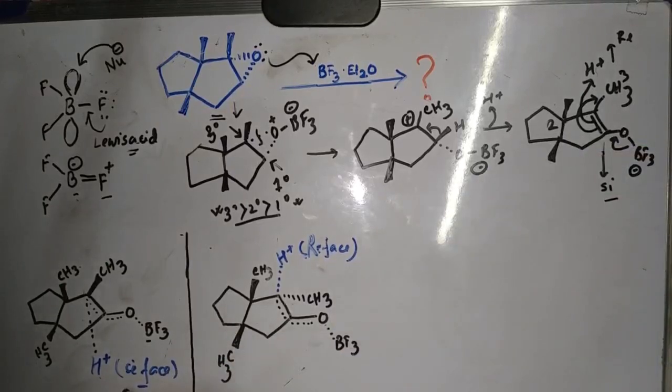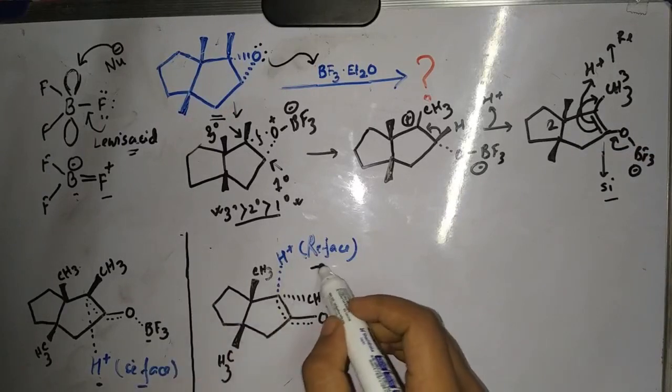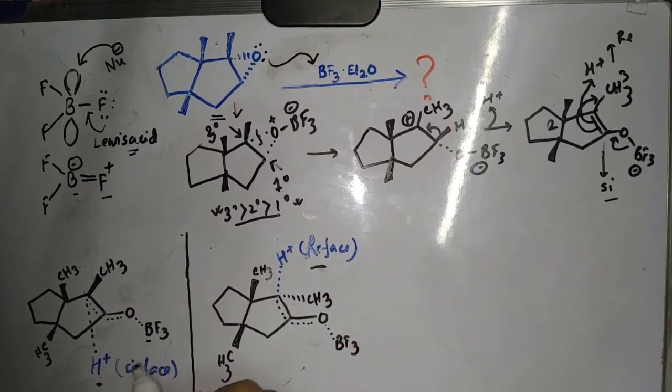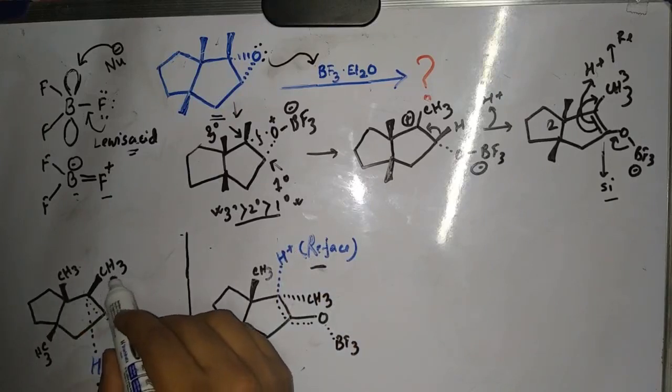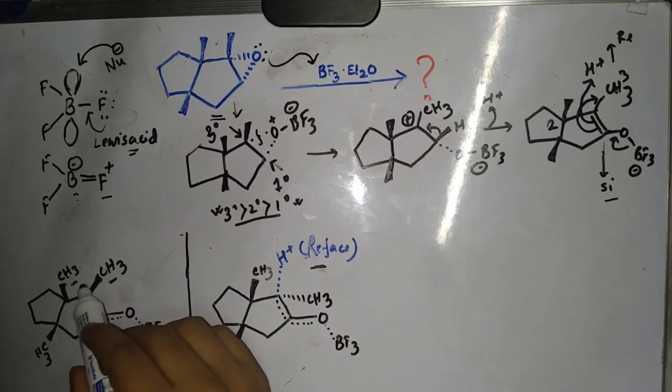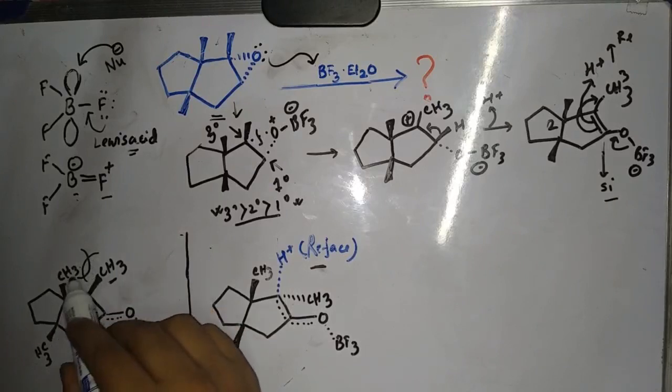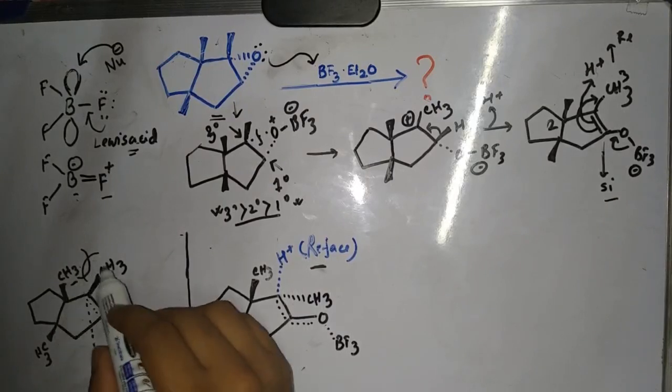Here you can see this is the Si face where the H plus is below the plane, and this is a Re face where the H plus is above the plane. If you see the Si face attack, in this Si face intermediate, this CH3 and this CH3 are cis to each other, and therefore they are eclipsed, and there will be a steric interaction between these two CH3 which makes this intermediate unstable.